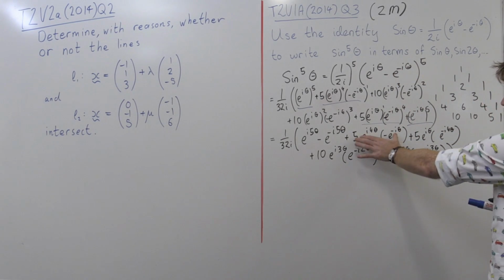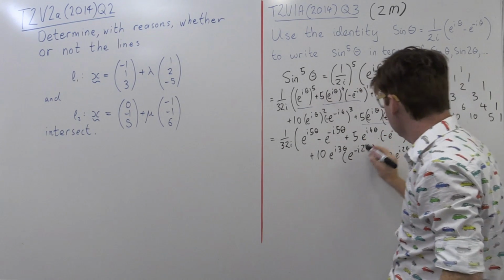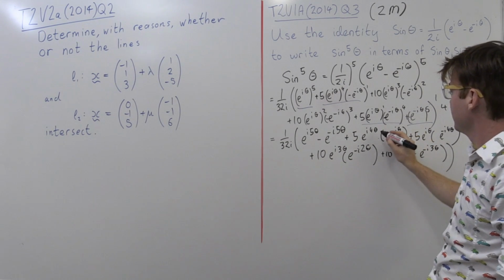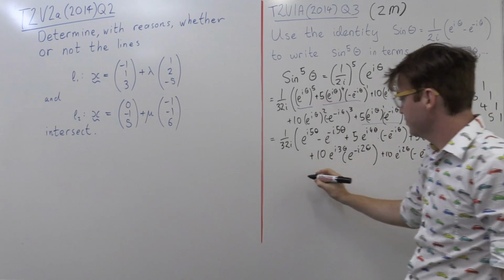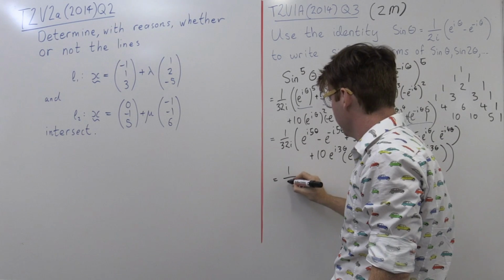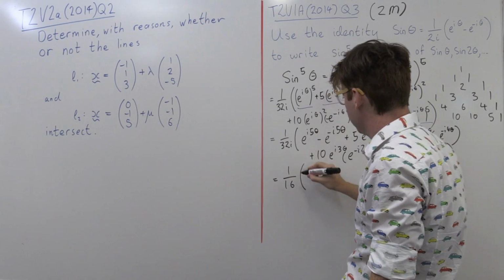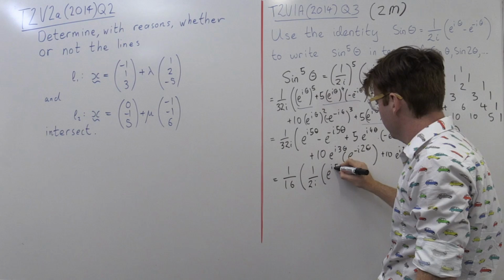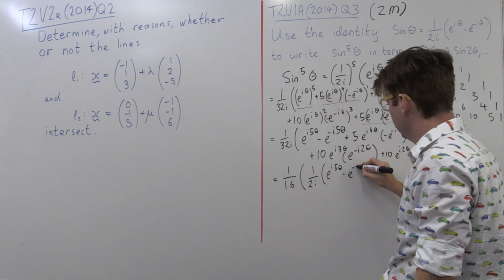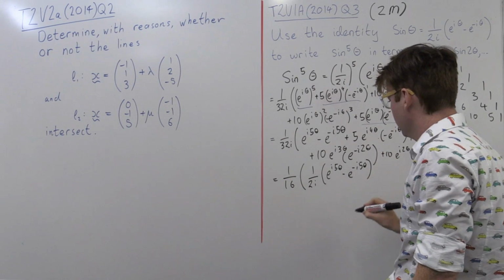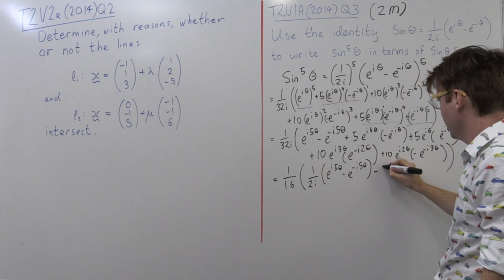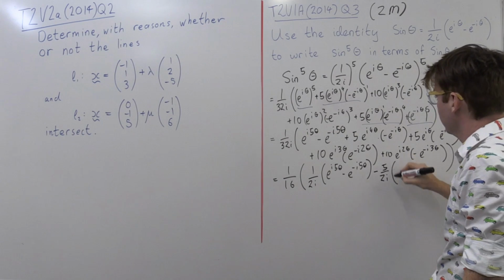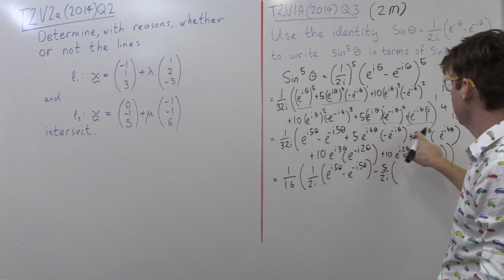Okay, so I can push these two together because that's e to the i 4 theta times e to the negative i theta. So this is really e to the i 3 theta. And I might write it as 1 on 16. So I'm going to bring a 1 on 2i in here. So that's e to the i 5 theta minus e to the negative i 5 theta. And I'll subtract 5 on 2i and combine these two terms.